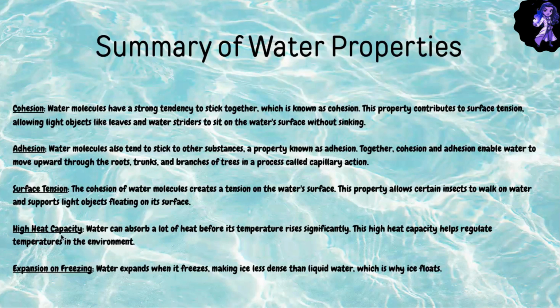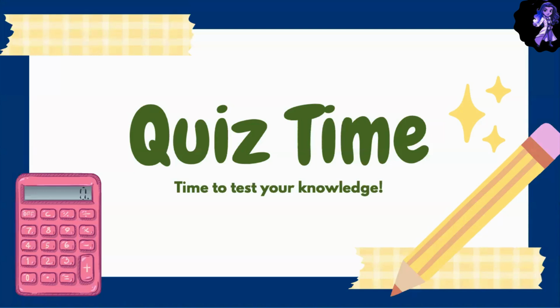High heat capacity is the idea that it takes a lot for water to change its states from solid to liquid to gas, because it requires a higher temperature. Then expansion and freezing: when water expands as it freezes, it actually floats. That's why you see objects floating on water essentially. Okay, now that we've reviewed that concept, let's begin our quiz.